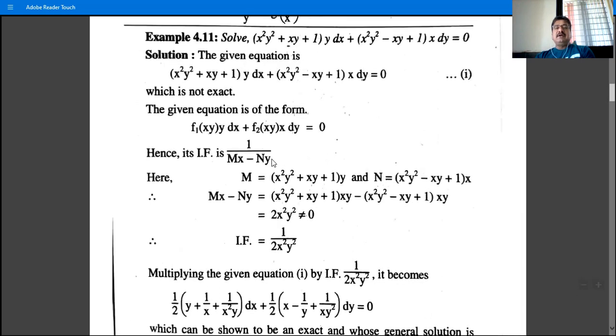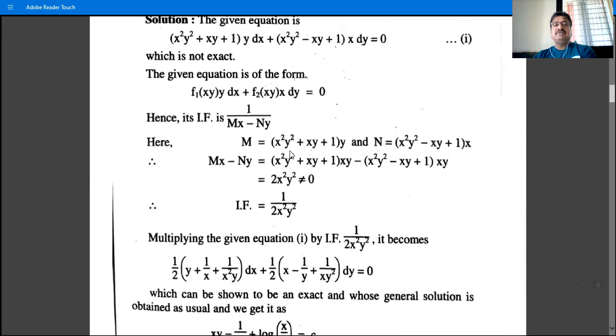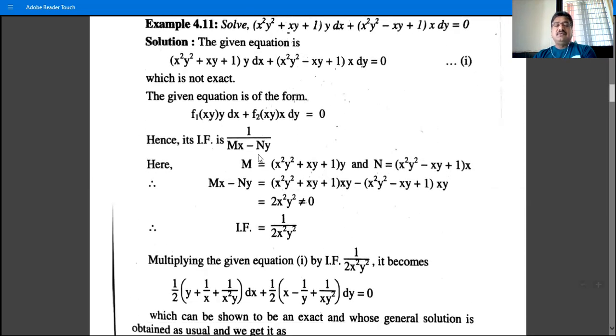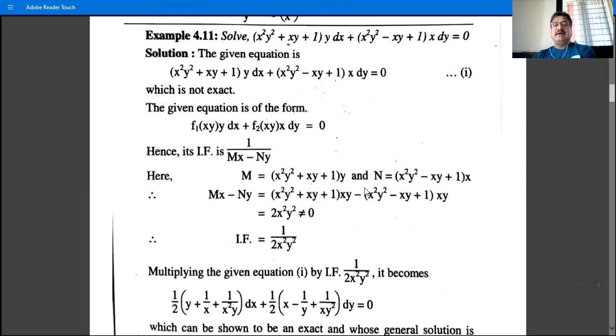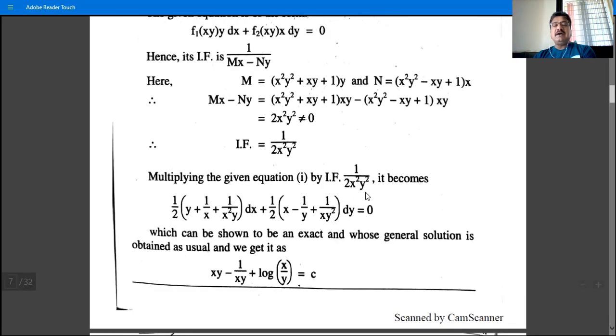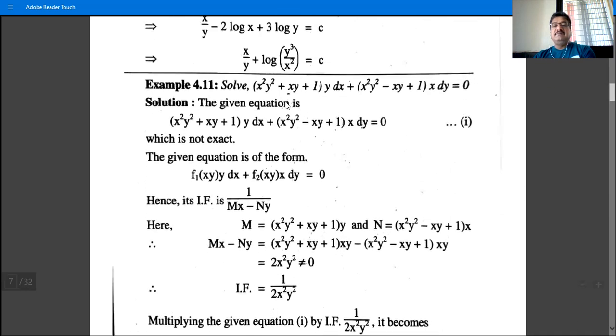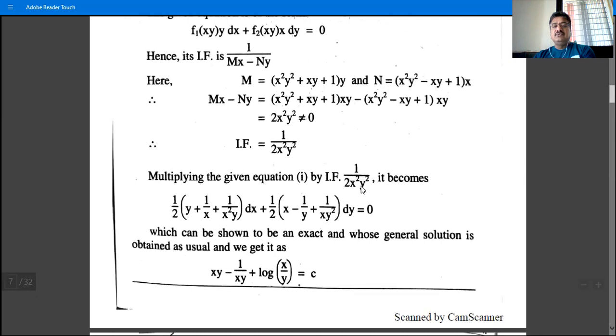Sometimes the MCQ type question is: this is the given differential equation, determine which of the following is an integrating factor, and answers are given. This is the answer, 1/(Mx − Ny), that is 1/(2x²y²), because this is of this form. So multiplying the given equation by 1/(2x²y²), it becomes an exact differential equation.